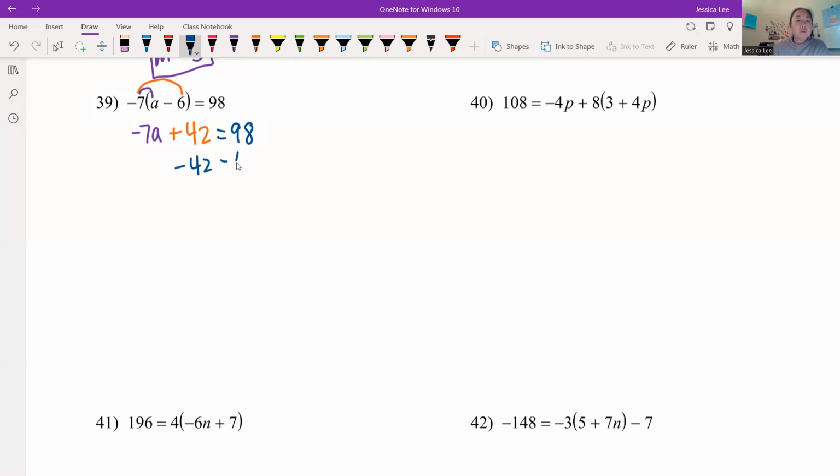So subtract 42, right? Cancels out, and you get negative 7a. Negative 7a is equal to 98 minus 42, which is going to be 56. And then, again, you get rid of the negative 7 by dividing by negative 7. And you get the answer of a equals 56 divided by negative 7, which is negative 8.